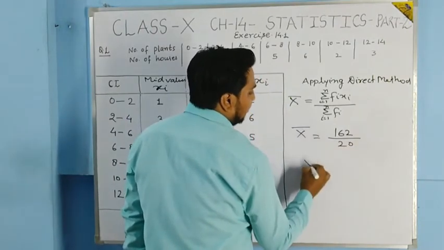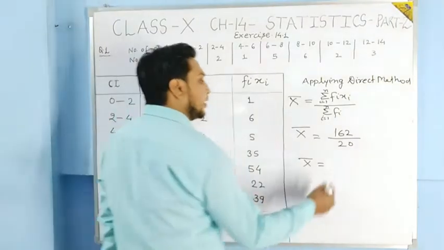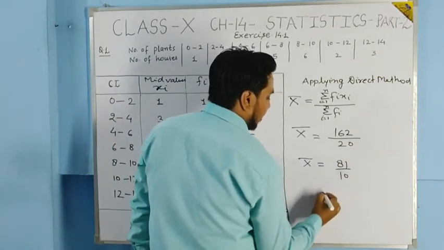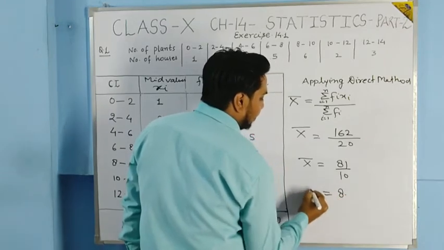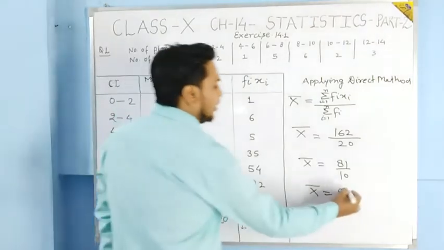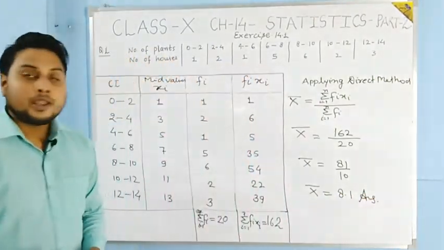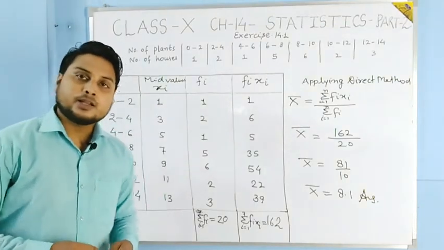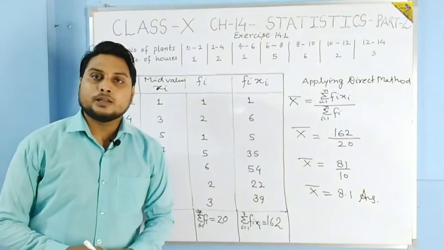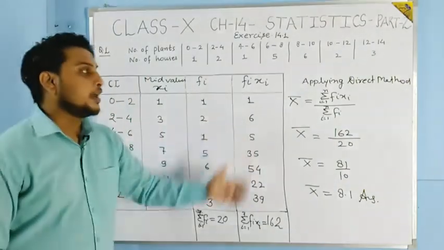So x bar will be what, students? When you divide it, you will get 81 upon 10, and after solving it you will get 8.1. So students, 8.1 is the answer of this question. We have applied direct method here because the figures are lower, means the numbers given are lower, so we use direct method here.